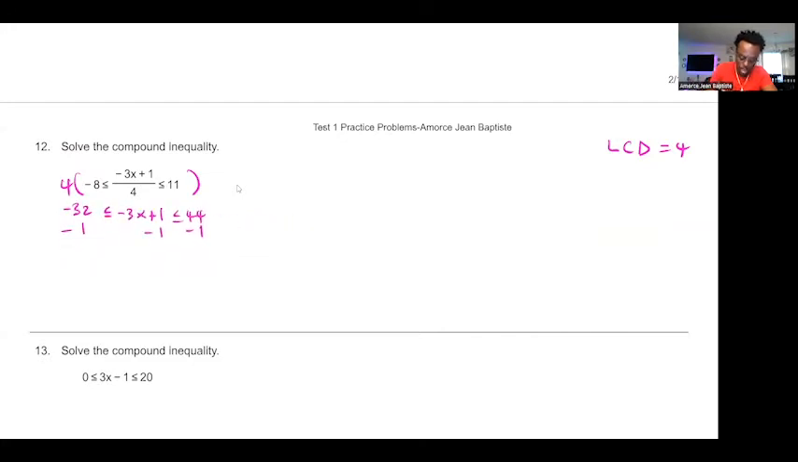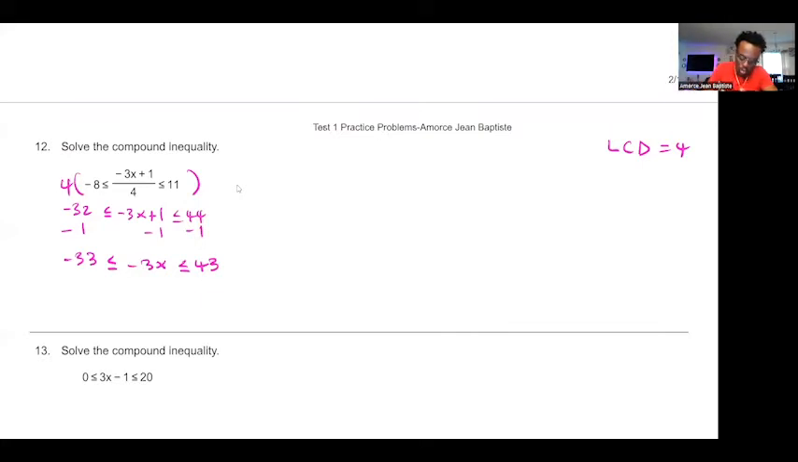Negative 33 is less than or equal to negative 3x, which is less than or equal to, that's 43. That is 43. Now what next?